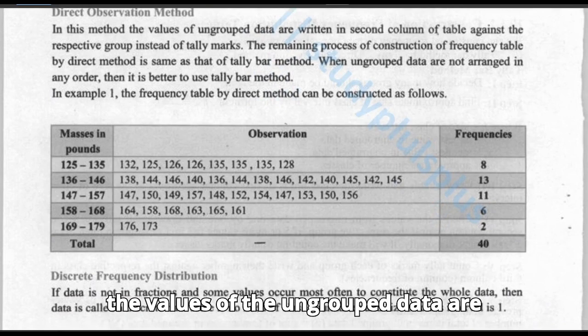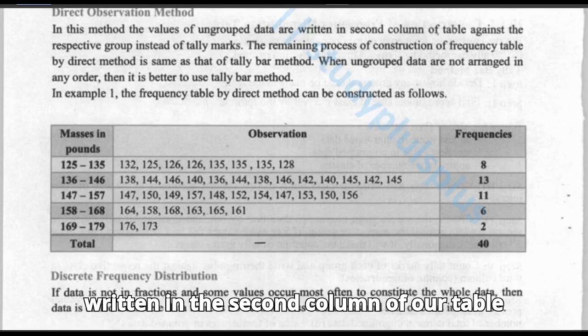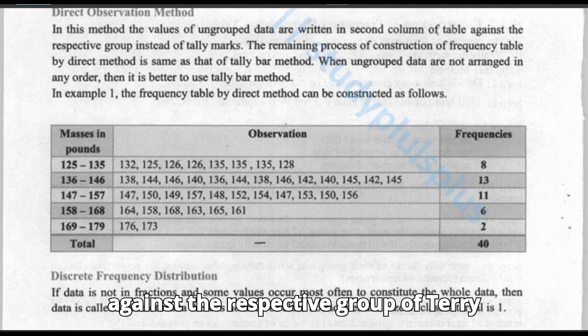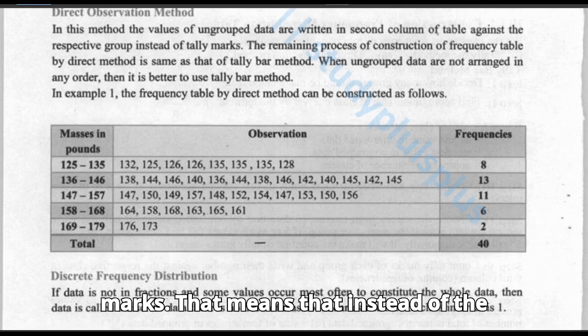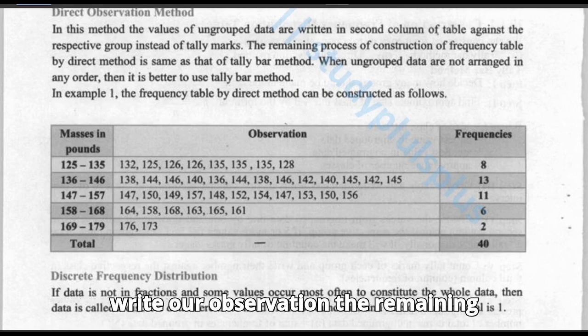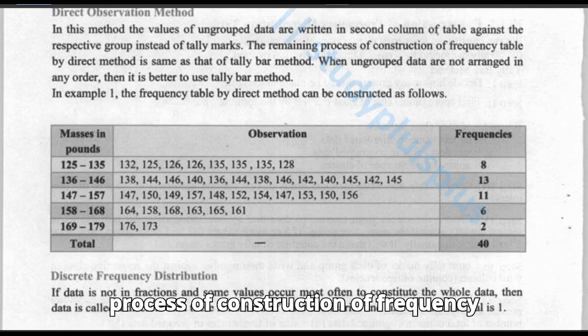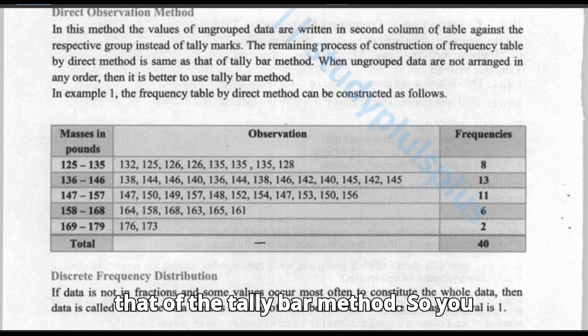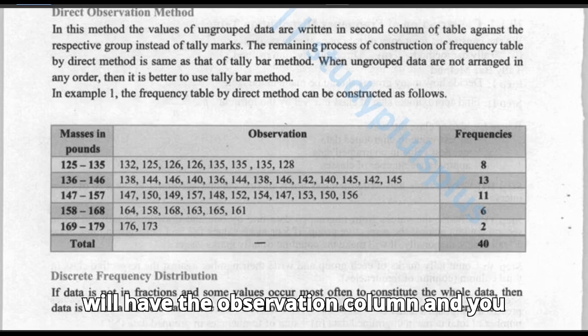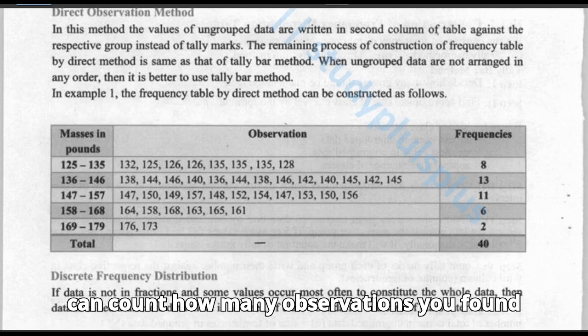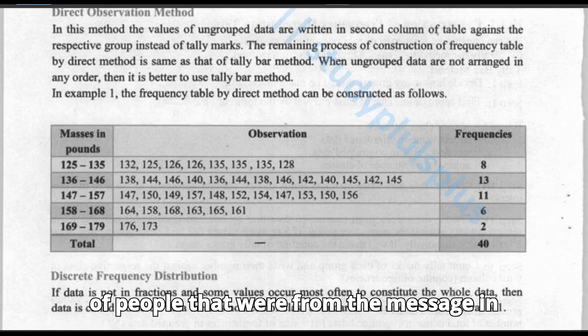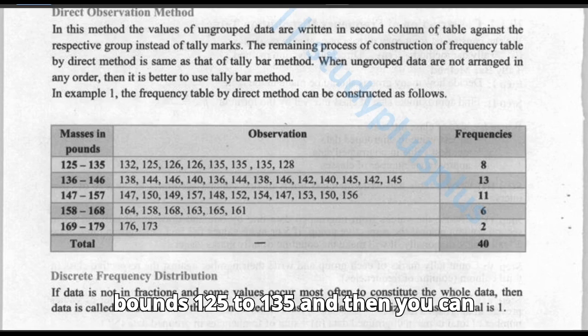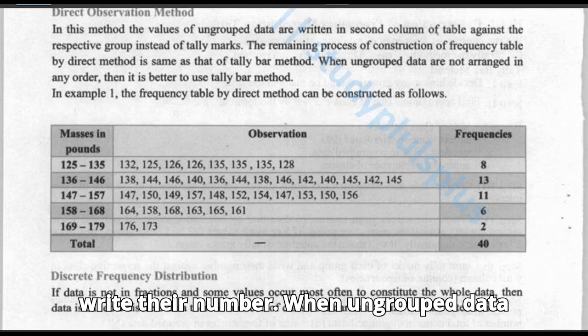In this method, the values of the ungrouped data are written in the second column of our table against the respective group instead of tally marks. That means that instead of the tally mark section, we remove that and write our observations. The remaining process of constructing the frequency table by the direct method is the same as the tally bar method. So you will have the observation column and you can count how many observations you found of people with masses in pounds from 125 to 135, and then you write their number.